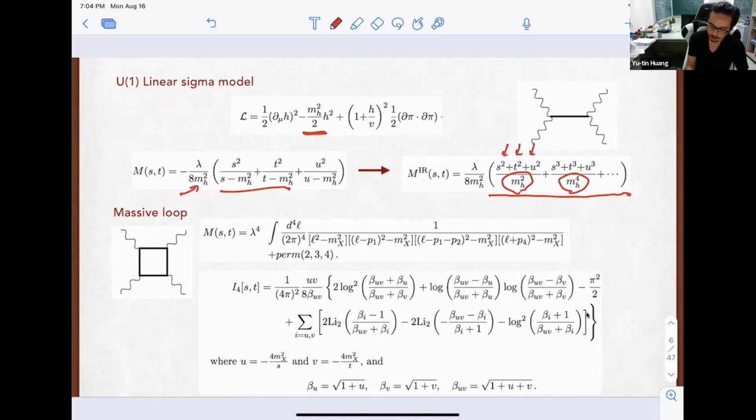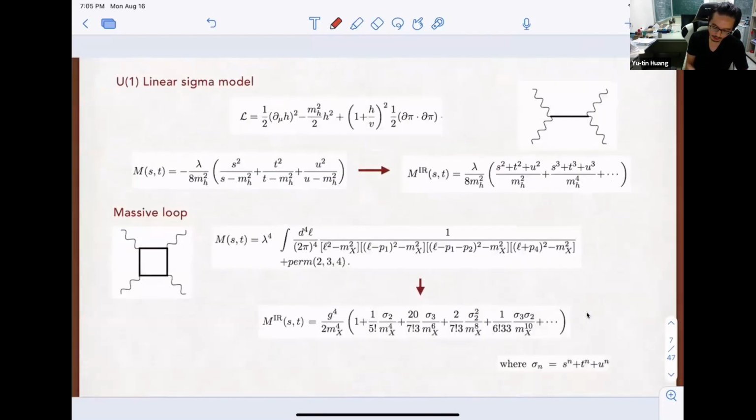For example, you notice that the coefficients appear as 1, 1, 1, 1, 1, 1 here. This is basically reflecting the fact that the UV state is a scalar state. Similarly, you can have a massive loop here, and of course the UV amplitude is going to be a complicated transcendental function. But in the IR, you still just get this polynomial expansion, and the information about this transcendental function becomes the special properties of these expansion parameters.